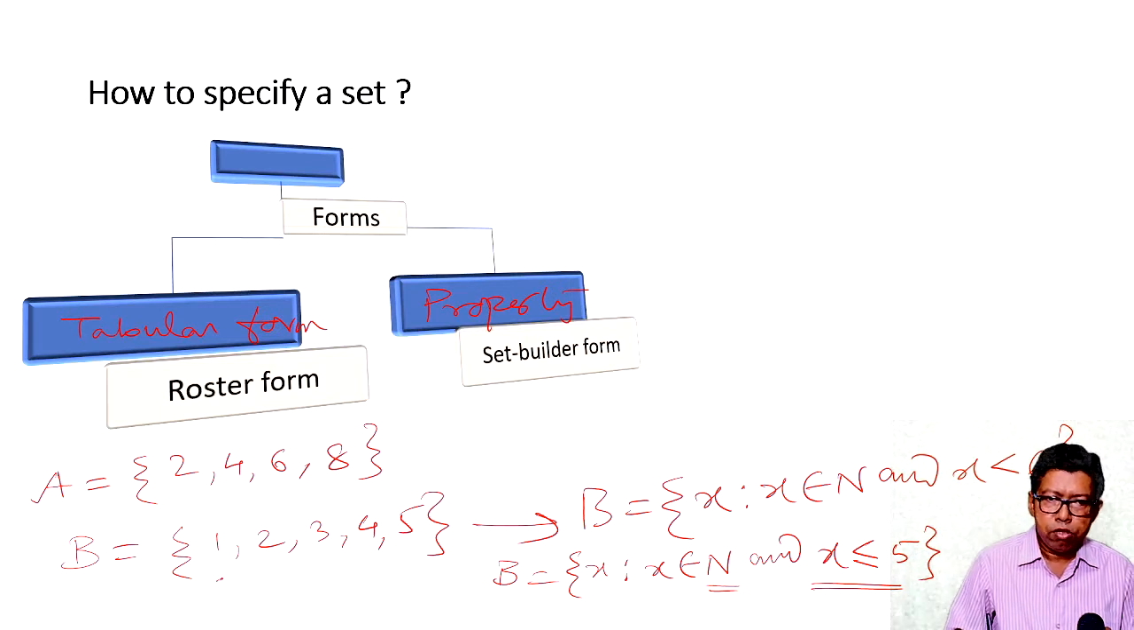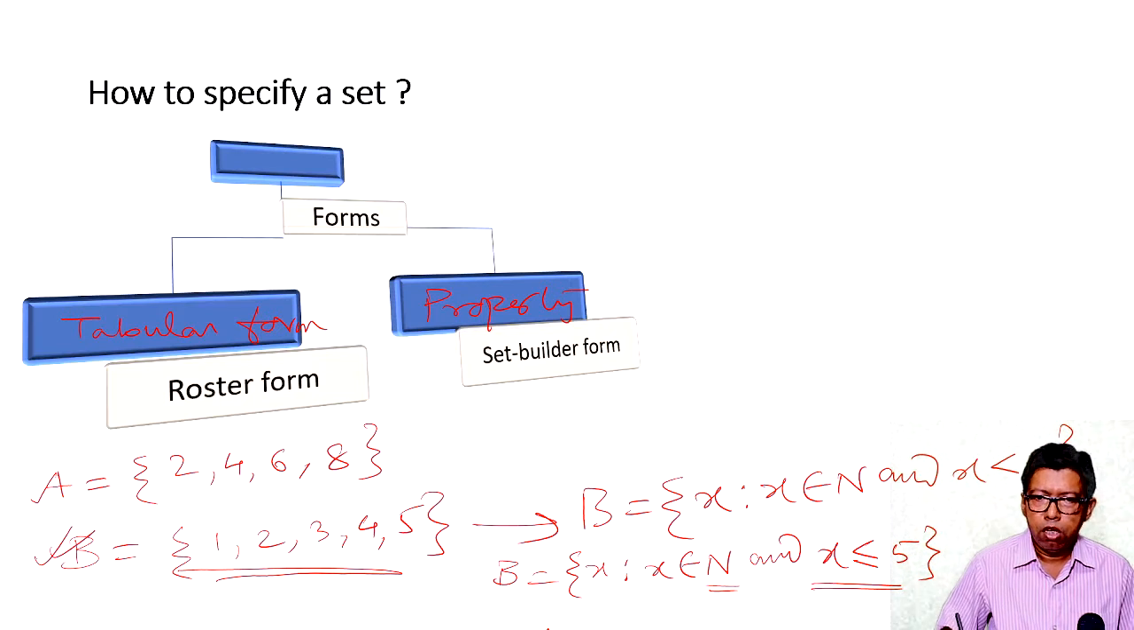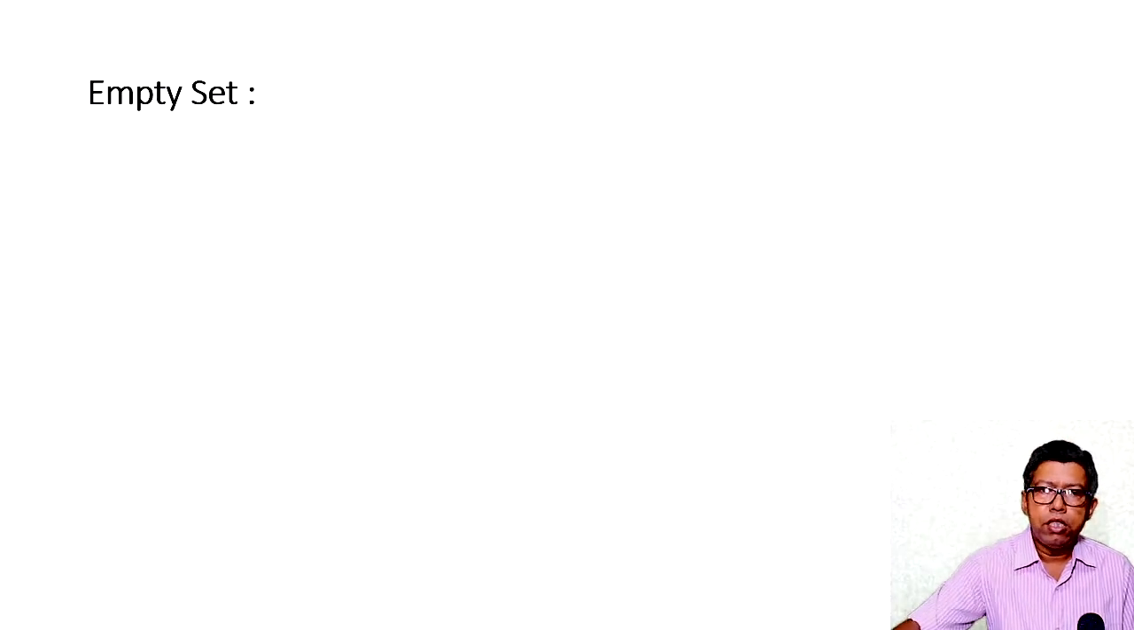So in the roster form or the tabular form, the set B is written in this way, but in set builder form or the property form, the set B is written in this way. Next is the empty set.